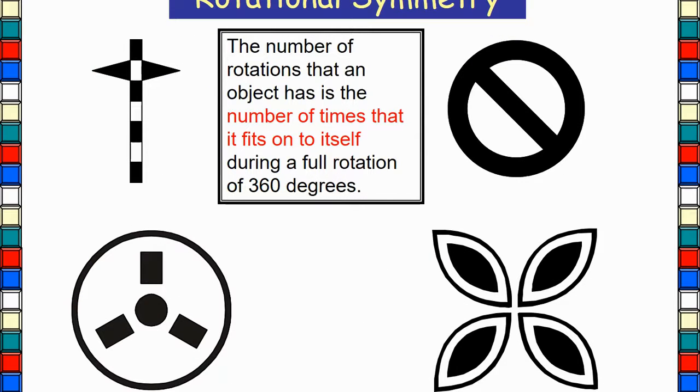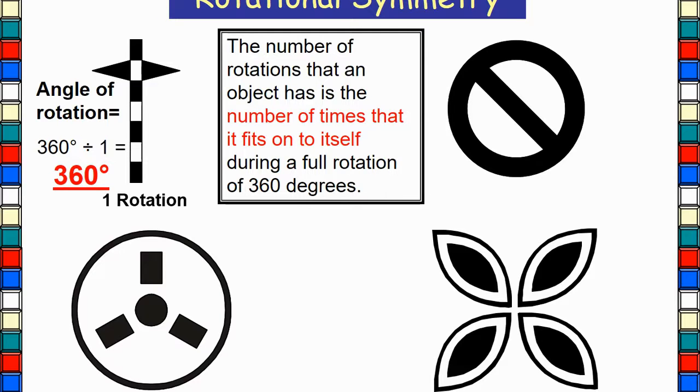So we've got the number of rotations that an object has, the number of times that it fits on itself. Like I previously said, so here we go. That war club, it's one full rotation. The angle of rotation is 360 degrees divided by 1. Again, so it's 360 degrees.